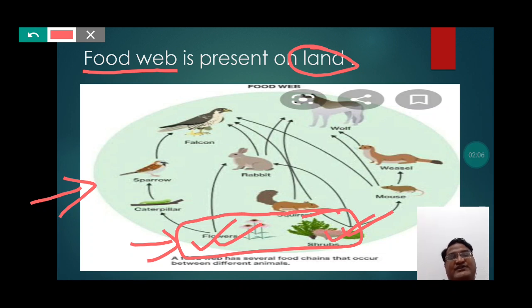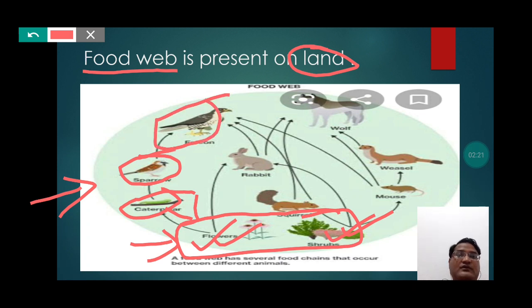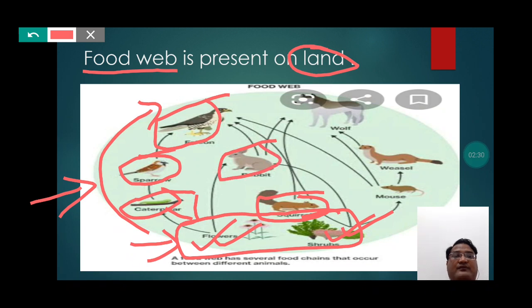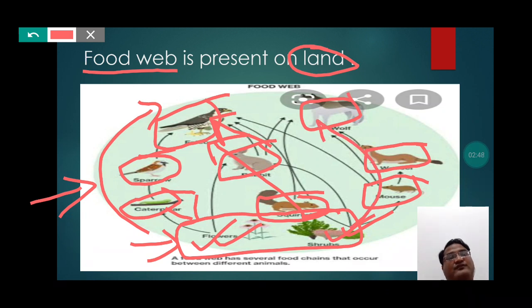And the first food chain forming here is the caterpillar, which obtains its nourishment from the producer, thereafter the sparrow, and finally the falcon. So students, this is the first food chain. The second food chain is the sparrow, the rabbit, and thereafter the falcon. Both of these two food chains remain interconnected, and the third food chain is the mouse, the weasel, and the wolf. So students, this is the third food chain.